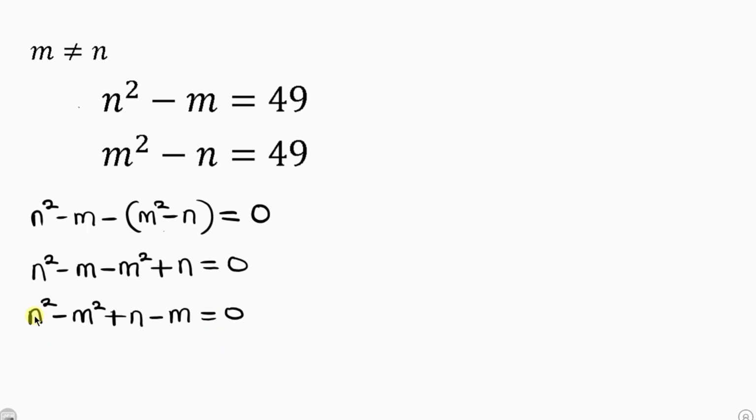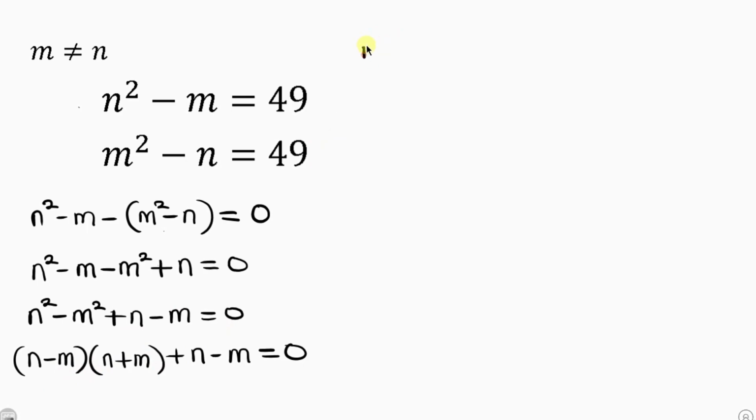Now notice that this expression is a difference of two squares. So I'm going to be expressing this as a difference of two squares, which is n minus m times n plus m. So this is how to express difference of two squares. Now plus n minus m equal to 0. Now notice that n minus m is common. Do you see that? So that means I can go ahead and factorize that out.